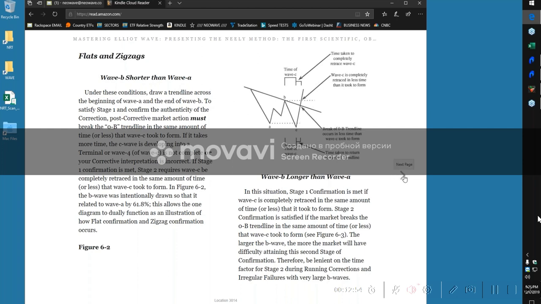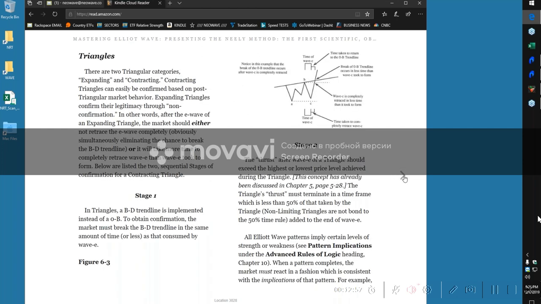Now, when the B wave is larger than wave A, then it changes things a little bit. You can't get to the 0B trend line before you completely retrace wave C. So the confirmation happens sort of in reverse, where the first thing you're going to want to see, when the channel is going up like this and the correction is going down, is complete retracement of wave C in the same amount of time or less as it took to form, same complexity or less, more violent, and of course larger than this move here. And that would be stage 1 confirmation.